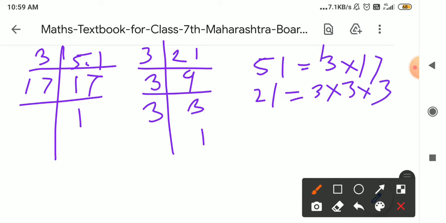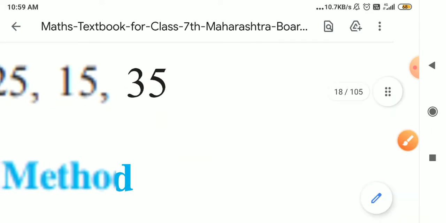So which is the common divisor here? That is 3. 3 is the common divisor for both. Note that down also.